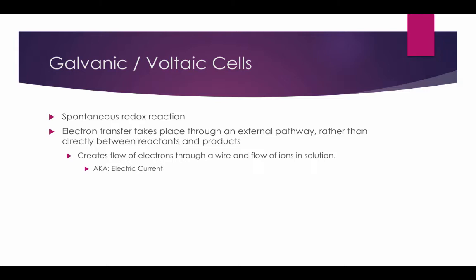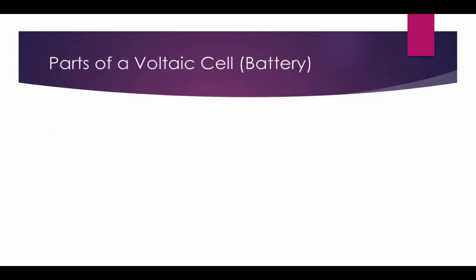Recall also that electric current is simply just flowing electrons. So essentially, by separating the oxidation from the reduction and forcing the electrons to flow through a wire, we're creating an electric current. There are several important components of a voltaic cell.